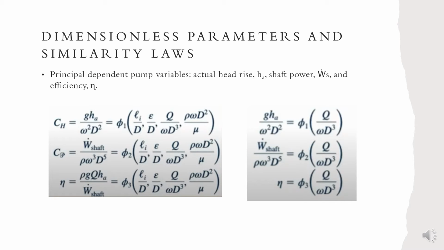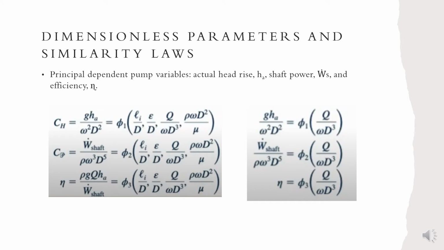Okay, now we're going to talk about dimensionless parameters and similarity laws. Dimensional analysis is used to plan and execute experiments, as well as presenting the data. For example, the characteristics of a pump are usually determined experimentally, where it is expected that this analysis will be very useful to study and document such characteristics. The principal dependent pump variables are the actual head rise, shaft power, and efficiency, which depend on geometrical configurations and can be expressed as the equations on the left side shown here.